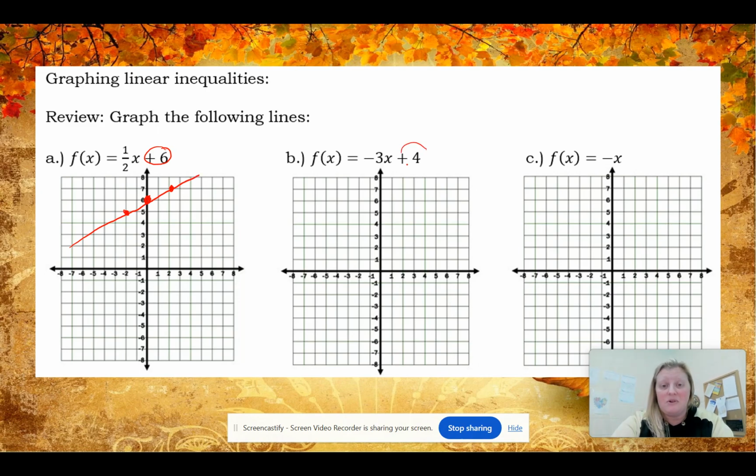Okay, so same thing here. We're going to start at 4. We're going to count down 3 and right 1. Here's your slope, and you're just going to connect them.